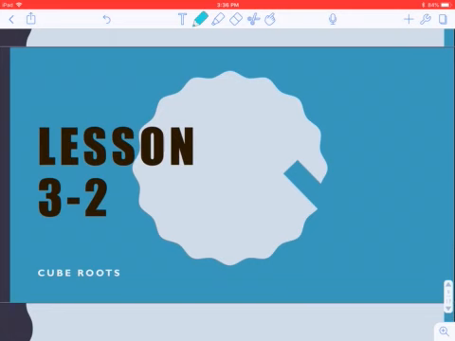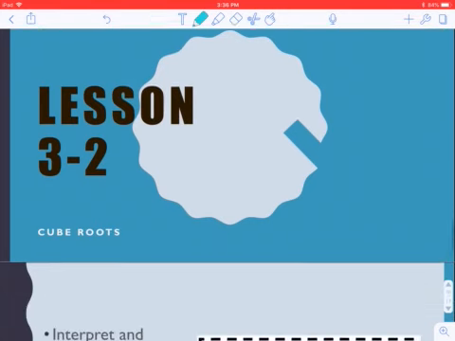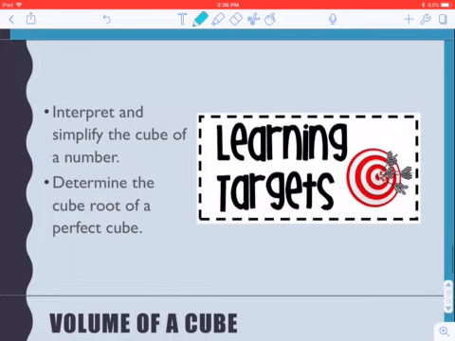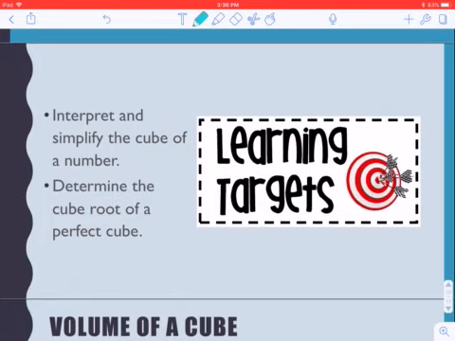Lesson 3.2 is on cube roots. Your learning targets are to interpret and simplify the cube of a number and to determine the cube root of a perfect cube.